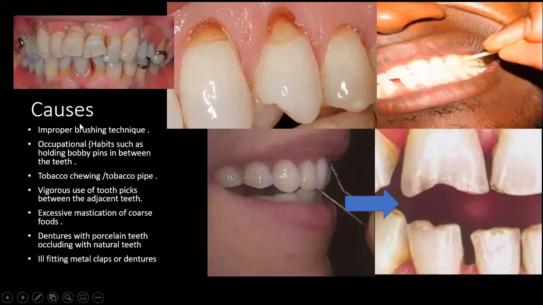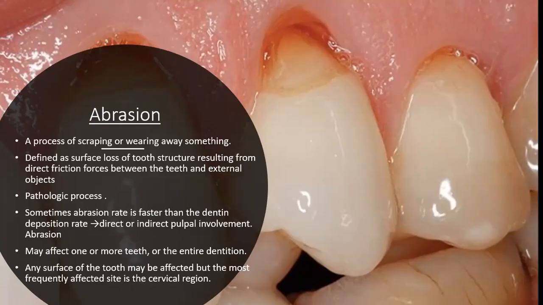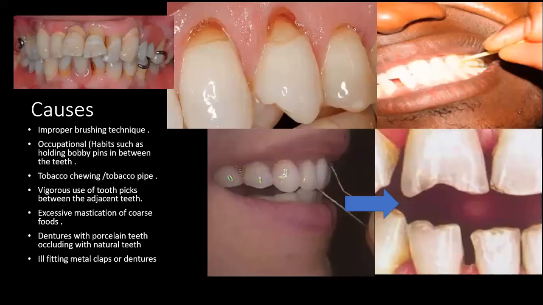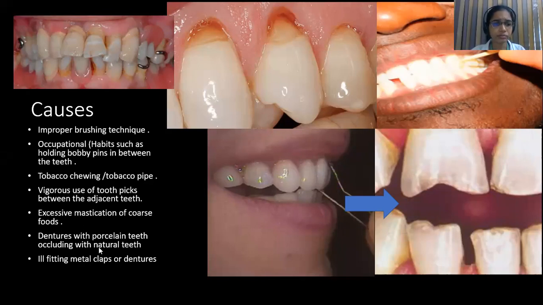Causes: the most common cause for abrasion is improper brushing technique. Other causes for abrasion are occupational habits such as holding bobby pins in between the teeth, tobacco chewing or tobacco pipe, vigorous use of toothpicks between the adjacent teeth, excessive mastication of coarse food, dentures with porcelain teeth occluding with natural teeth, and ill-fitting metal clasps or dentures.